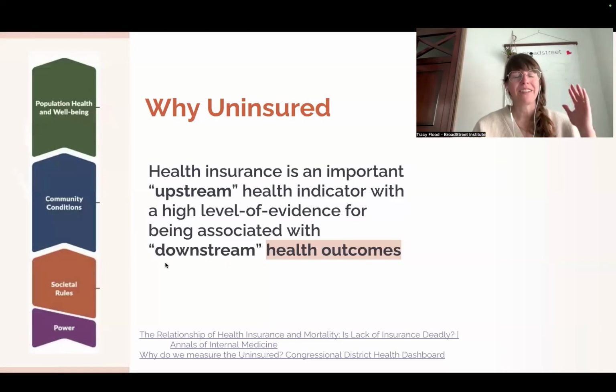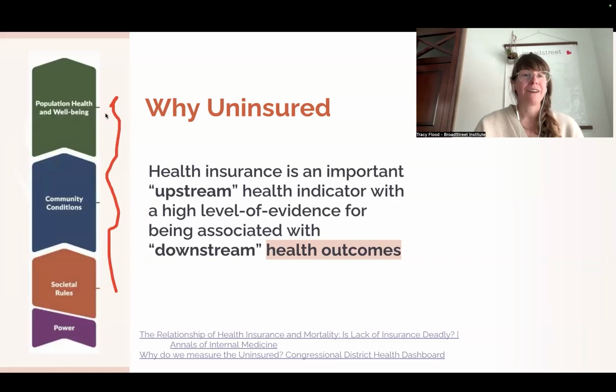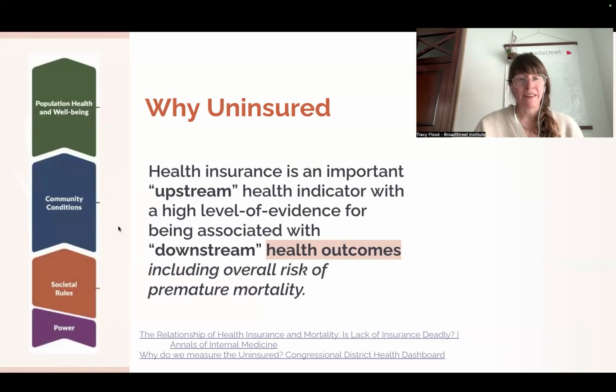Why uninsured? Health insurance. This will not surprise you. Health insurance is an incredibly important upstream social determinant of health, with a ton of evidence showing that it's associated with downstream health outcomes. So upstream, downstream, how does it flow? Now, the biggest thing is that it has been associated with premature mortality. Populations that have low rates of insurance do not live as long.